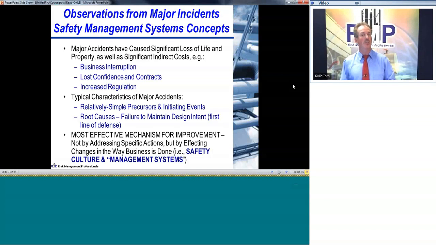If the engineering's done right and if it's designed okay, maintaining the operation within the boundaries of safe operating limits is critical. So when you look at the most effective mechanisms for improvement, it's not really by addressing the specific or immediate causes of the event, but really by looking at the way business is done. This folds back into safety culture and management. It's those management systems that are the key focal points and root causes of some of these major events, and that was really what people wanted to address.